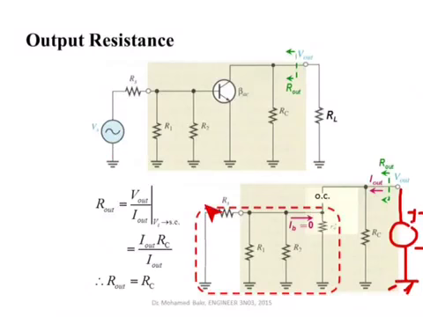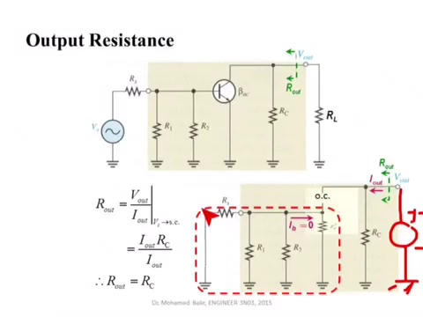Now if you remove the source here and you replace the transistor by its equivalent model, you will know that you have a collector current, and this collector current depends on the base current. But because you removed the source, there is no base current flowing here. The base current will be equal to 0. So this current source now is open circuit, and the resistance seen by the source that you put at the output is simply equal to RC, because this is open circuit. It's not really affected by the rest of my circuit.